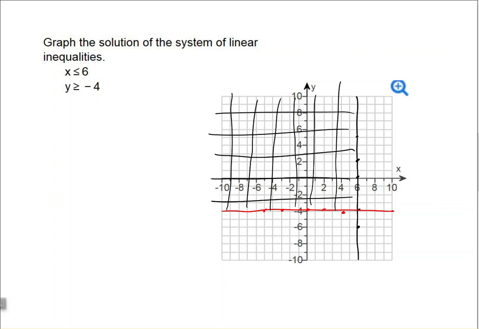So any ordered pair that I chose in that solution set area would be true for both of the inequalities. If I chose an ordered pair outside of that solution area, then it may be true for one of the inequalities, but it will not be true for the other inequality.